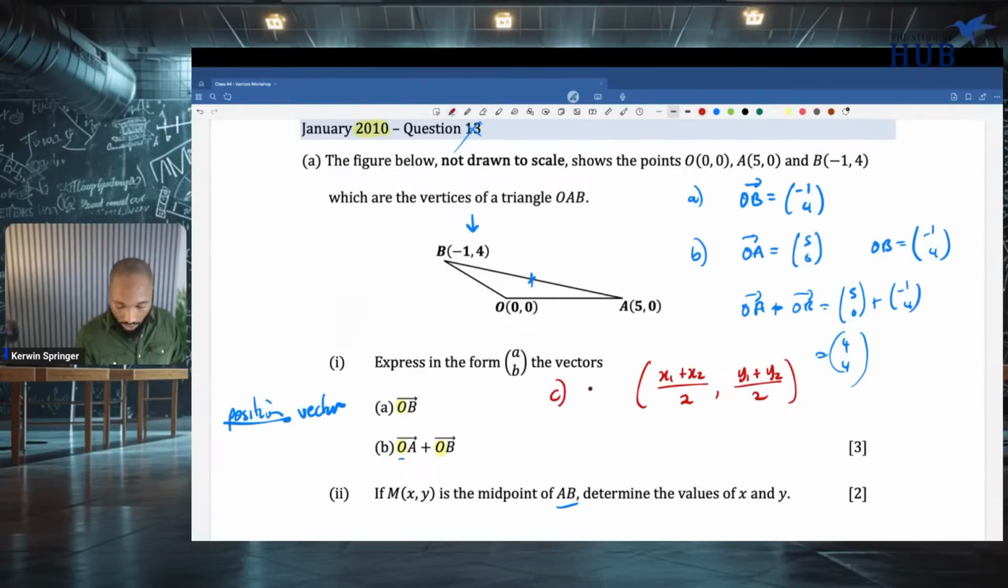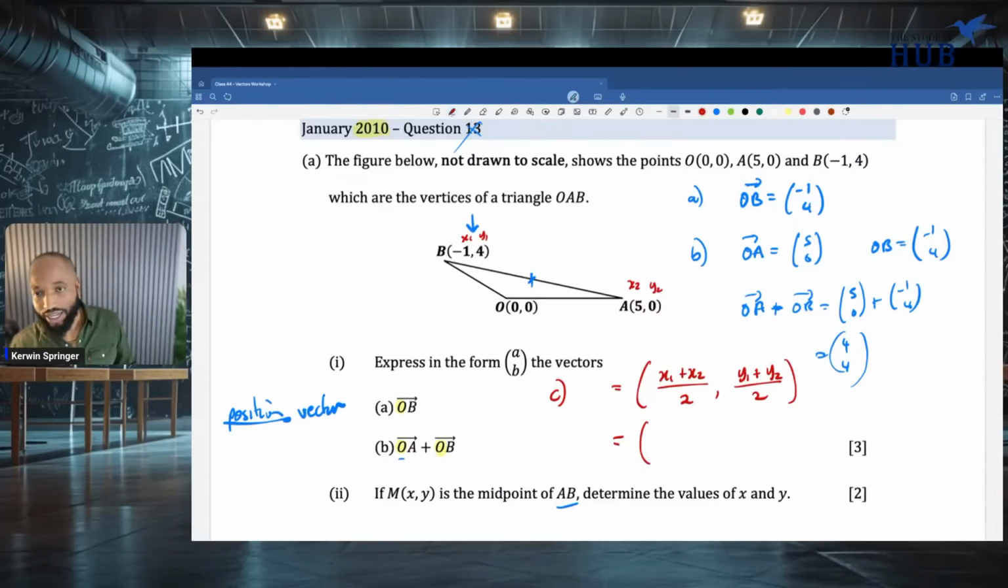Chat, are we cooking? What does this formula do? This formula tells us, let's just say this is x1, y1, x2, y2. Yep, it's the midpoint.